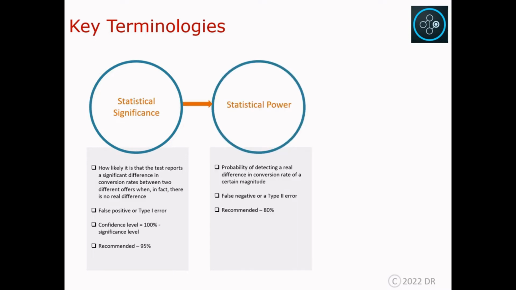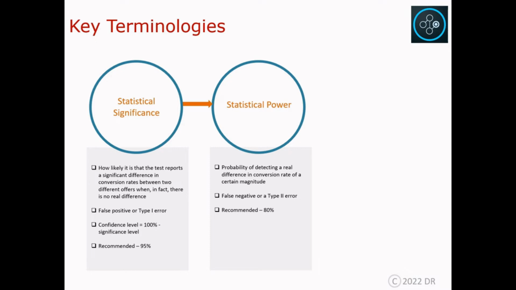Moving on to the second one, statistical power. Now statistical power is basically your probability of detecting a real difference in the conversion rate of a certain magnitude. It's your false negative, right? Statistical significance was false positive. This is false negative error, right? A recommended number for statistical power is 80%, right?